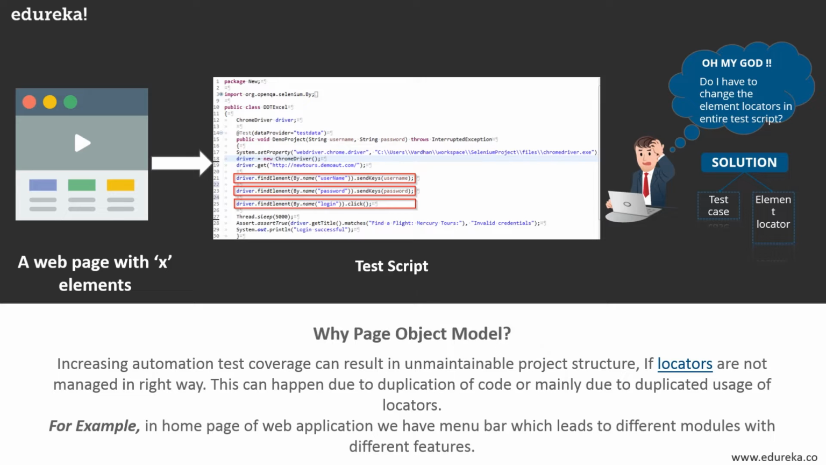So assume that a web page has X elements and you write a test script for that. So you might feel it a cumbersome task to change the element locators in the entire script. Yes, it is, of course. So what is the solution that Page Object Model gives you? It writes the element locators in one different class file, and the test case file will be written in another class file. And that is the main motto of the Page Object Model, to help you in updating the code, and that increases the efficiency of the test automation framework.